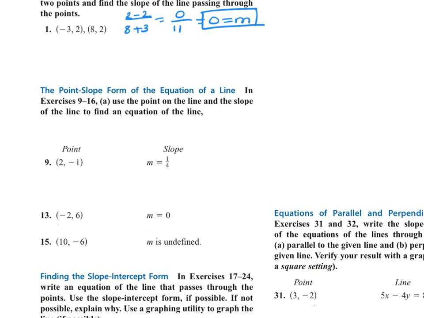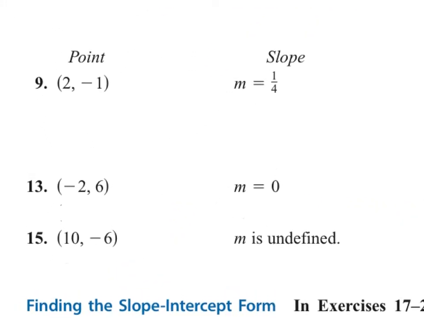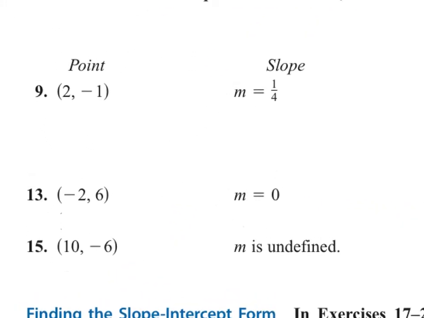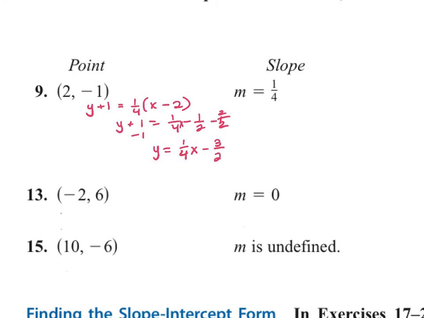9, 13, and 15 say to use the point on the line and the slope of the line to find the equation of the line. So here I use point slope. You don't have to, but I prefer point slope. Y minus a negative 1 becomes plus 1 equals 1/4 times x minus 2. Distribute the 1/4. That would be 2/4 or 1/2. Subtract the 1. This is 2 halves, which is 3 halves.